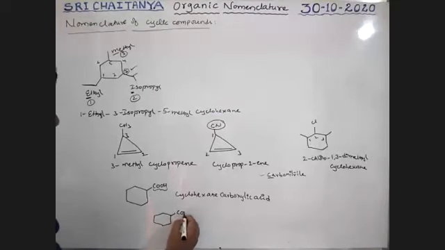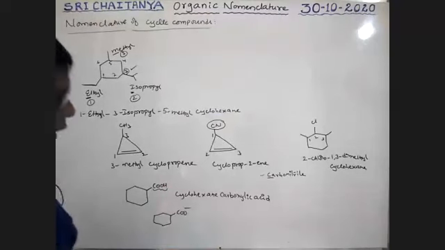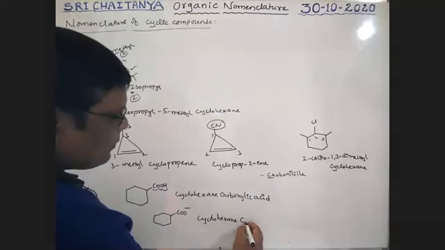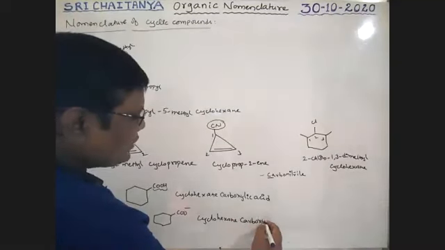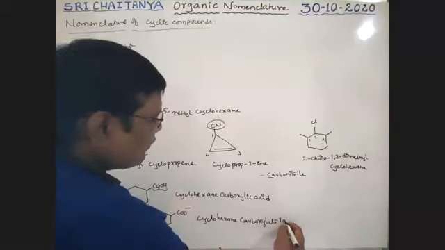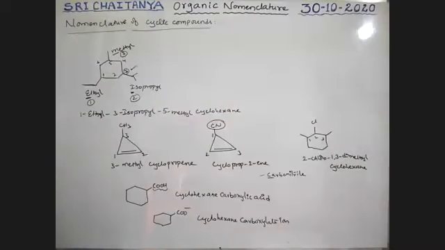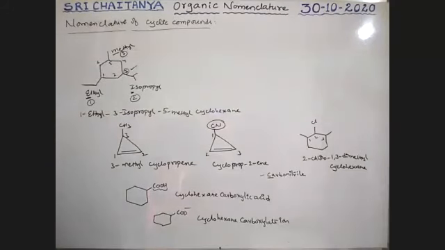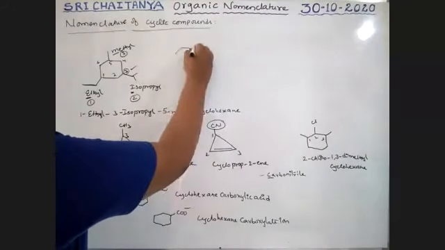Next, what is the name of this compound? Cyclohexane COO minus. It is not COOH, it is COO minus. This is called a carboxylate ion. Therefore, cyclohexane carboxylate ion. Whenever an ion is there, lastly 'ion' is used. Cyclohexane carboxylate ion.